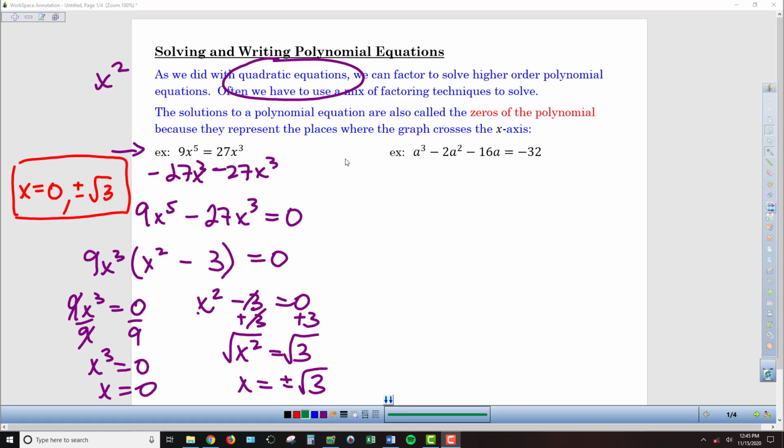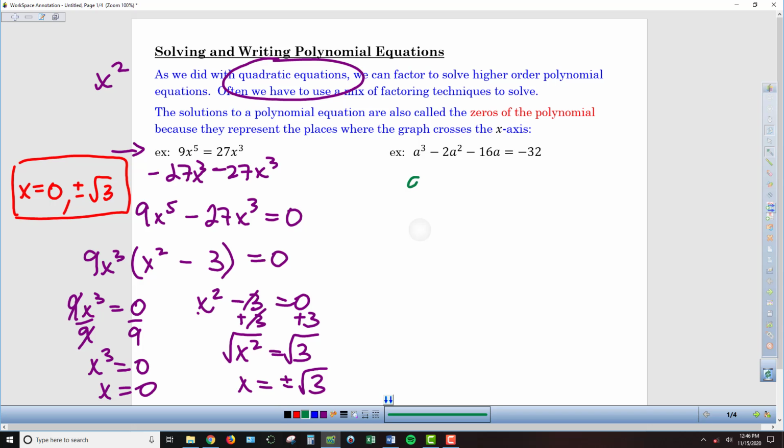Now the next one has 4 separate terms in the problem. I've got an a cubed, the 2a squared, the 16a, and then the 32 that's on the other side. So hopefully this jumps out at us as being a factoring by grouping situation. That's really the only type of factoring that we can do when there's 4 parts to the problem.